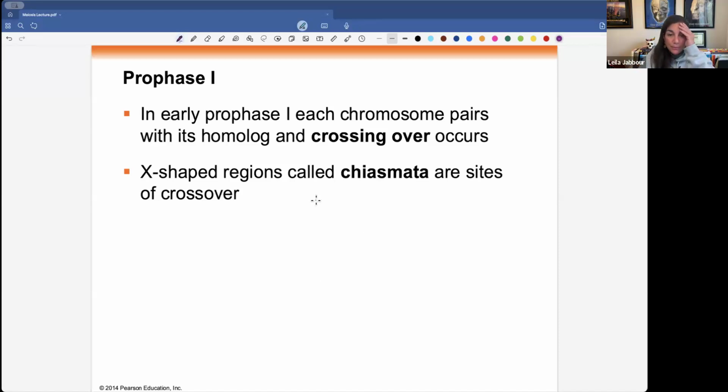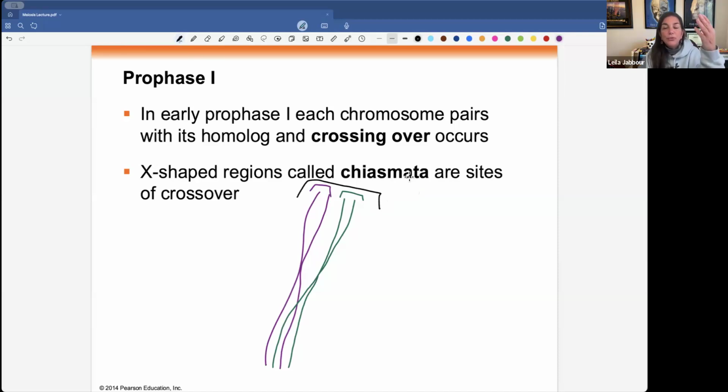So I'm going to draw a replicated chromosome, and I'm going to draw its homologue. See, so these are sister chromatids, and this is the pair of replicated chromosomes. I'm not writing everything again. Pair of replicated chromosomes, or pair of homologous chromosomes, but they're in a replicated form.